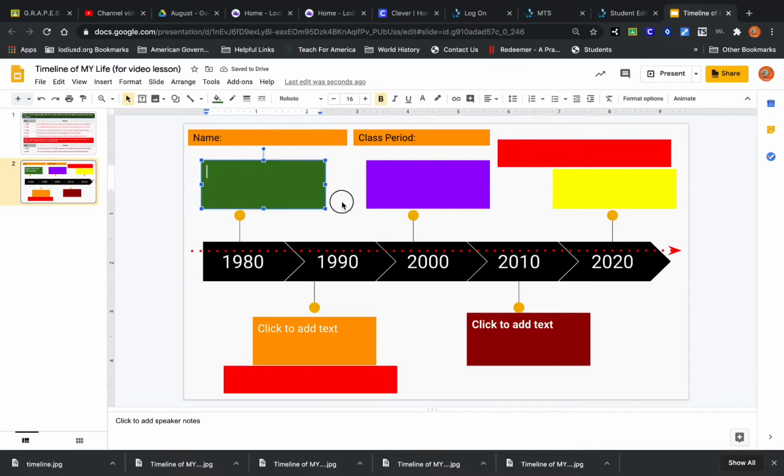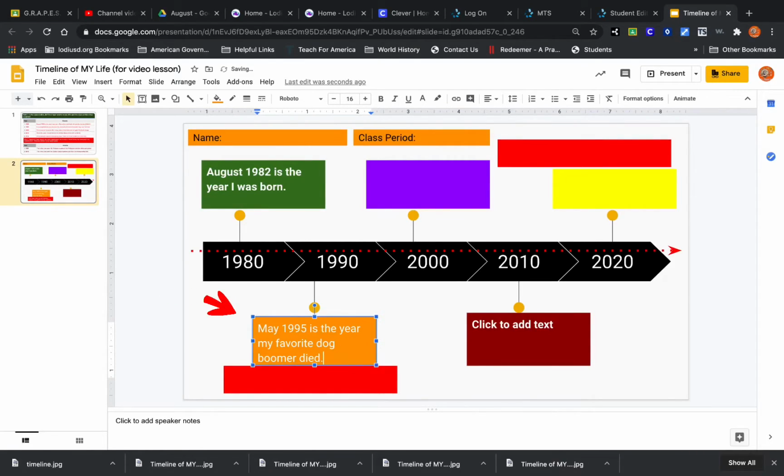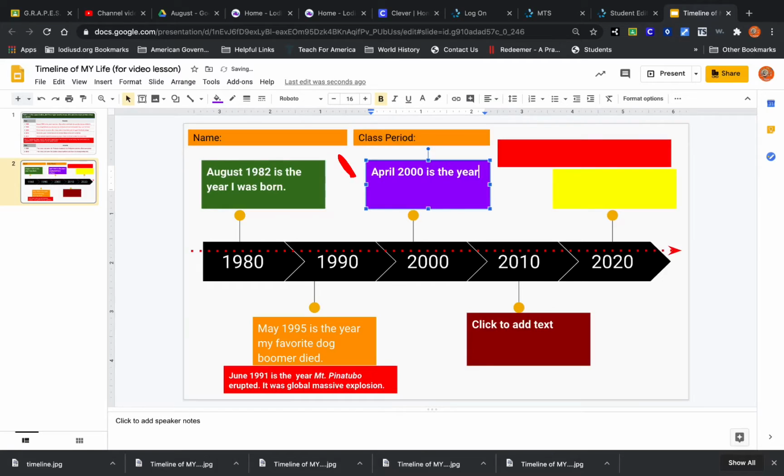Now I will transfer the information from slide 1. So I will start with the very first one. 1982 is the year I was born. Year 1995 is the year my favorite dog died. Around the same time, not the exact time or year, 1991 is the year when Mount Pinatubo erupted. 2000 is the year I finished or graduated from college. 2012 is the year I migrated or moved here in the United States.